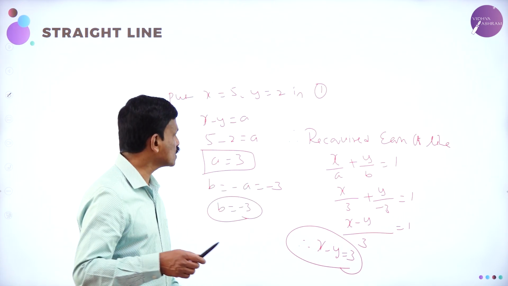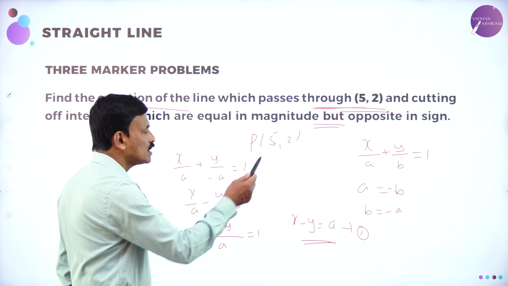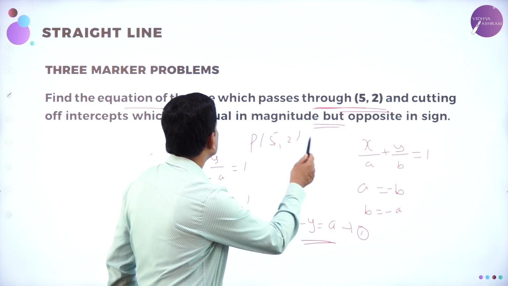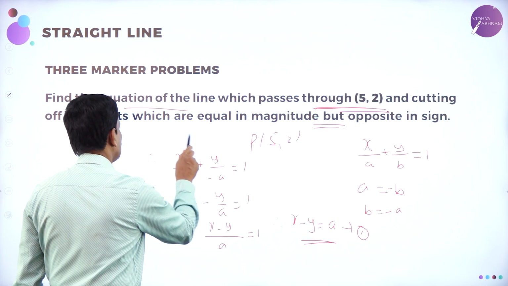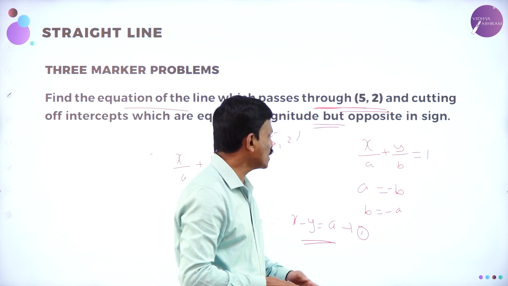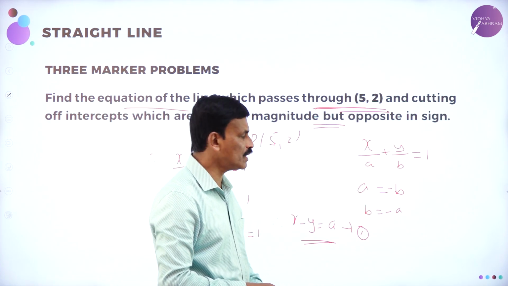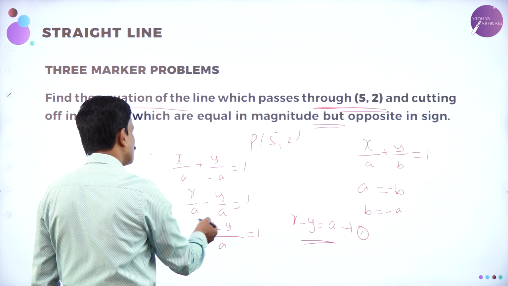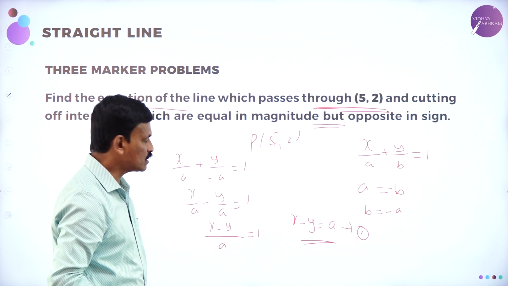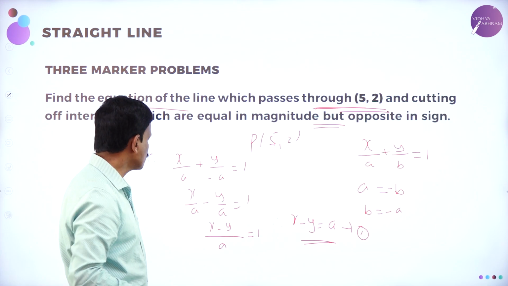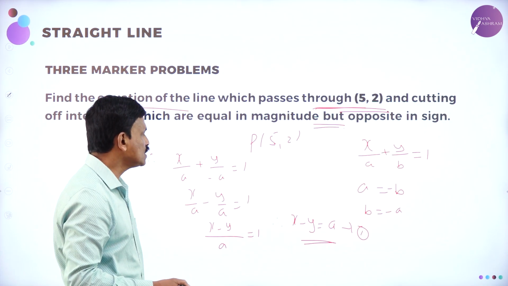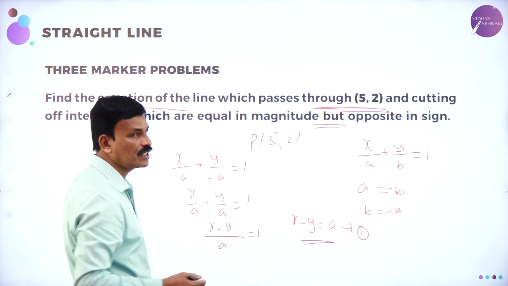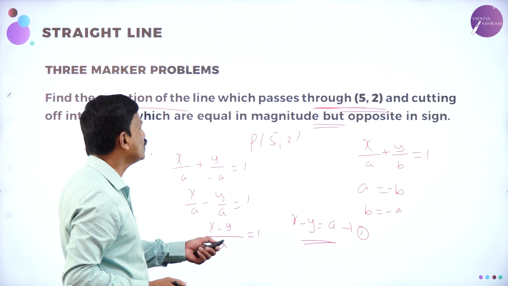Hope you followed. Let me explain. Here the equation of the line is x by a plus y by b is equal to 1. What is given? The point 5 comma 2, and cutting intercepts which are in equal magnitude but in opposite direction, means a is equal to minus b or b is equal to minus a. Substitute here, x by a plus y by minus a is equal to 1. Take LCM, a is the LCM, x minus y by a is equal to 1. Therefore, x minus y is equal to a is equation number 1. Now, since this passes through the point 5 comma 2, put x is equal to 5 and y is equal to 2.